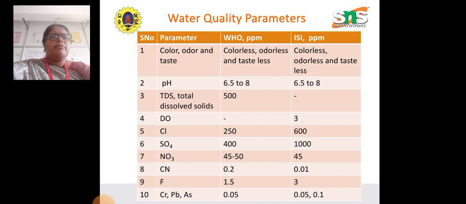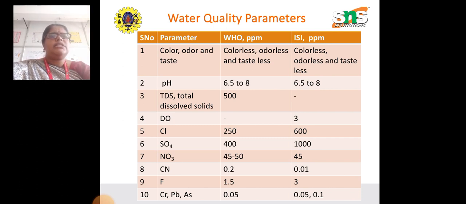So there are certain parameters with WHO recommended values in ppm, how much should be present in the water, and ISI ppm as well. So first is the color, odor and the taste. Colorless, odorless and tasteless. ISI recommended is also colorless, odorless and tasteless. So if the water is colorless, odorless and tasteless, it is very safe. pH is from 6.5 to 8, WHO recommended. ISI is also 6.5 to 8.